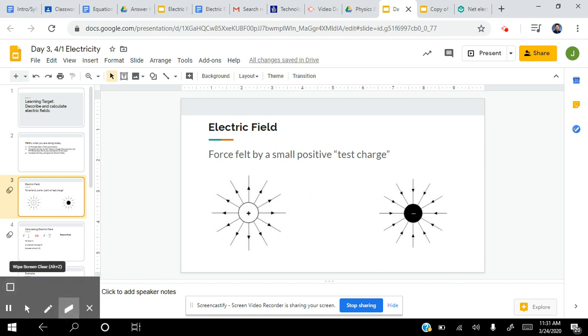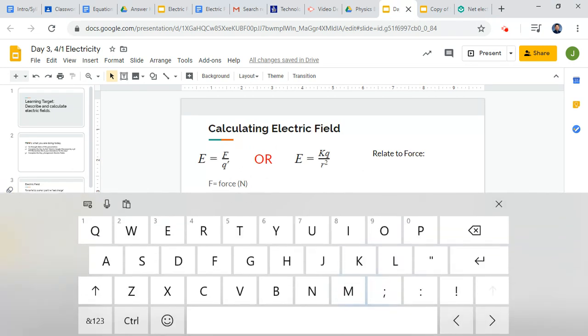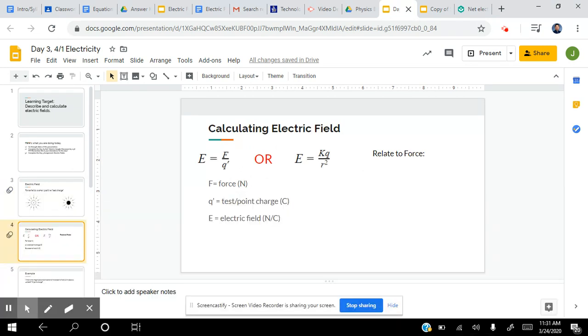Let's clear this. So in order to calculate the electric field, there's two different equations we can use. There's E is equal to force divided by Q prime. Sometimes it's called Q naught, where Q prime or Q naught is just our test or our point charge measured in coulombs. Force is newtons, and then E is our electric field, which we are measuring in newtons per coulomb.